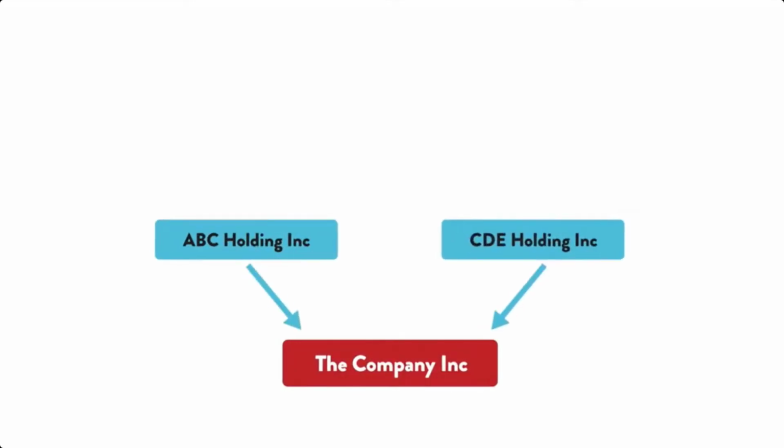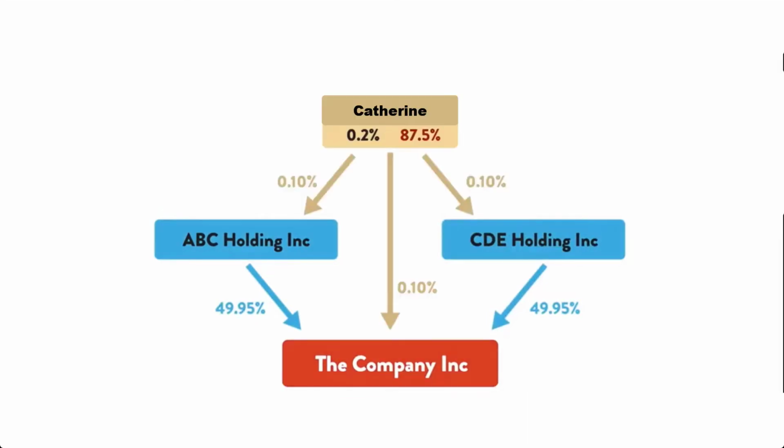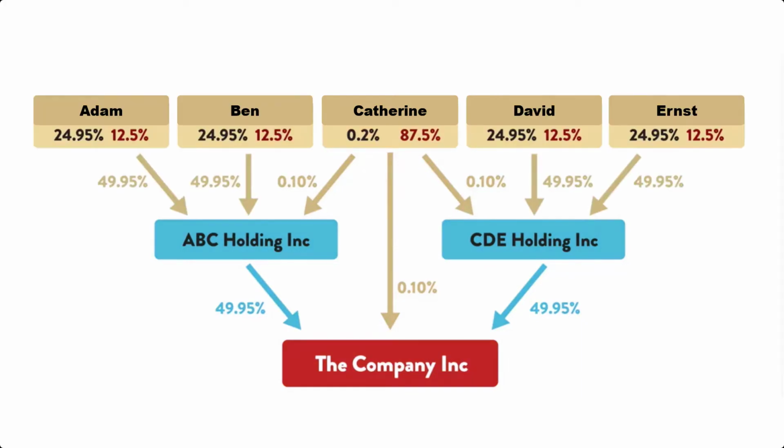Say this company, the company Inc., is partially owned by ABC Holdings Inc. and CDE Holdings Inc., each of which owns 49.95% of the company. In addition, Catherine owns 0.10% of the company and 0.10% of each holding company. Adam, Ben, David, and Ernst own 49.95% of each holding company.